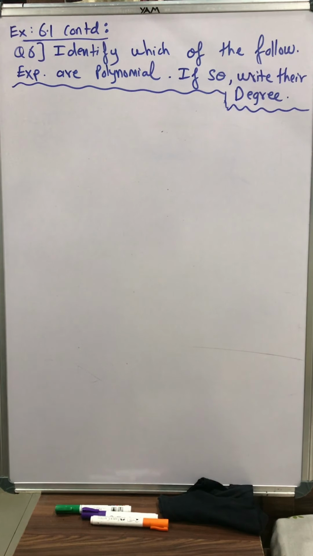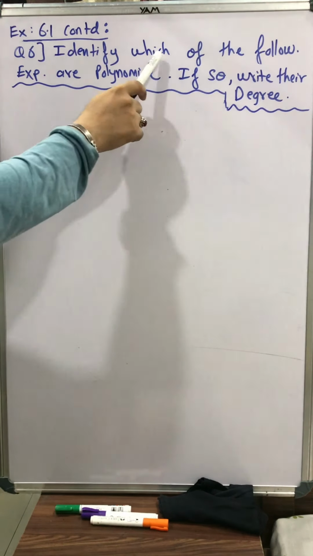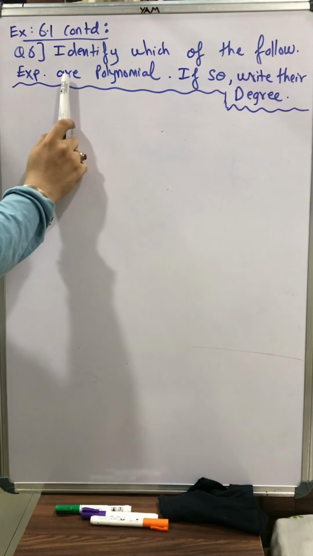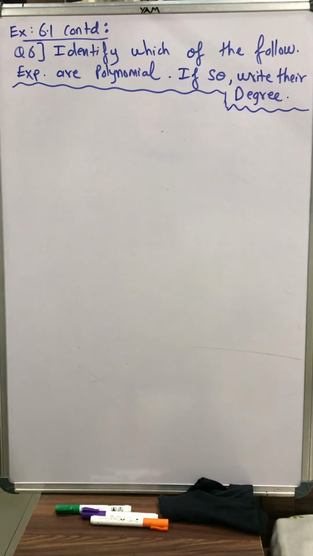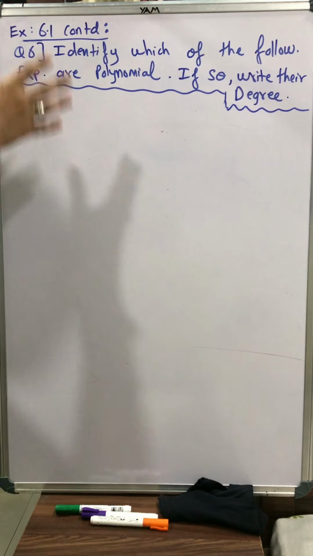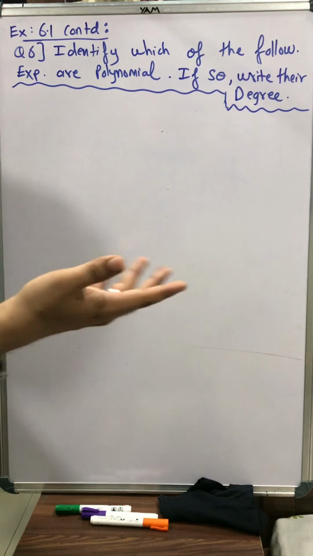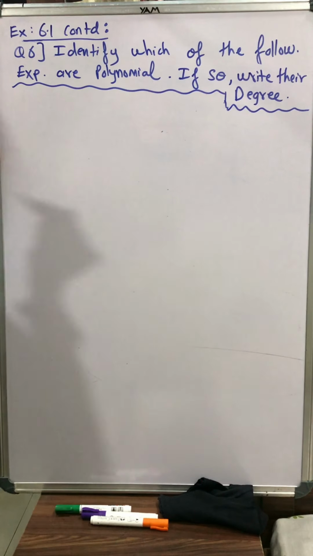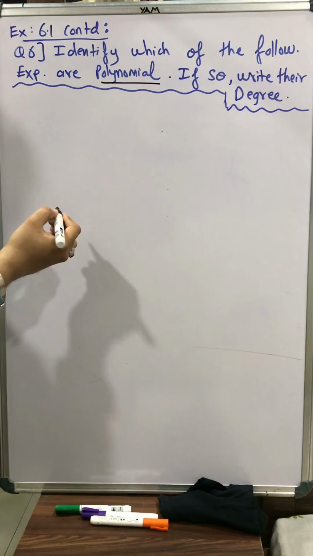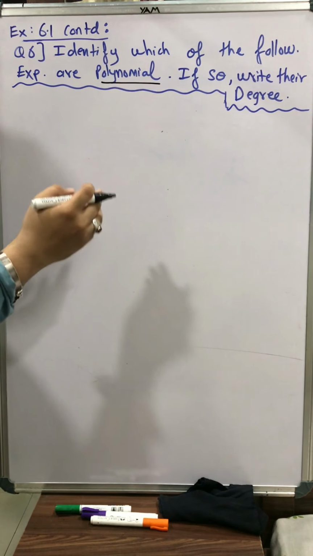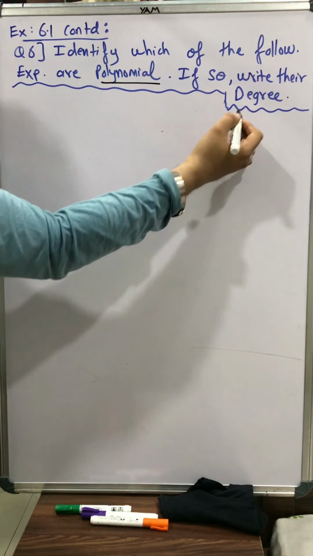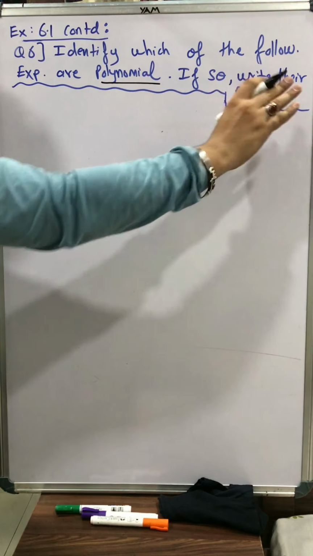Students, now continuing with exercise 6.1. Question number 6. Identify which of the following expressions are polynomials. We need to find which expressions are actually polynomials, and if so, write their degree. So this is the second question.